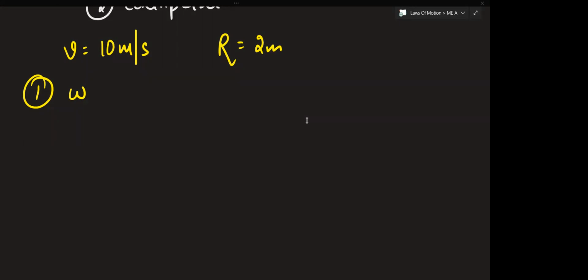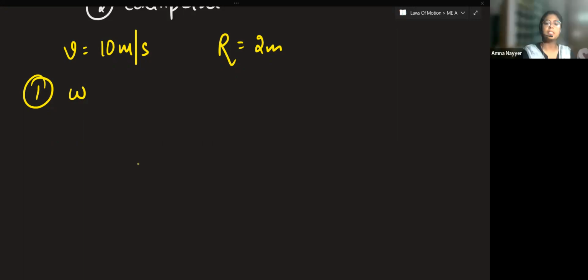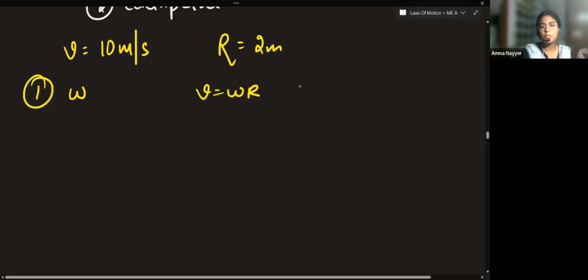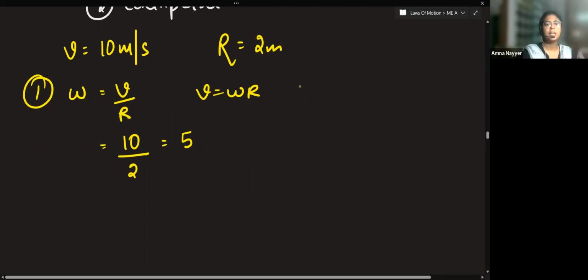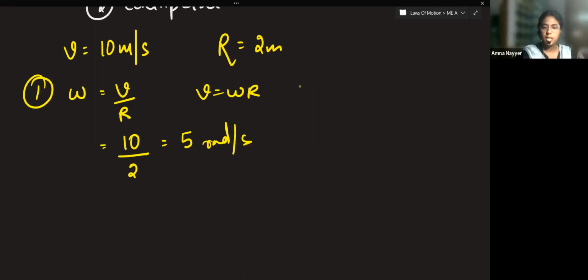V is equal to omega r. Perfect. V is equal to omega r. So if V is equal to omega r, omega will be equal to V divided by R. See, V is 10, R is 2, this becomes 5. Understand? This is simply 5. You have angular velocity, so the SI unit will be radian per second. So this is the formula for angular velocity.